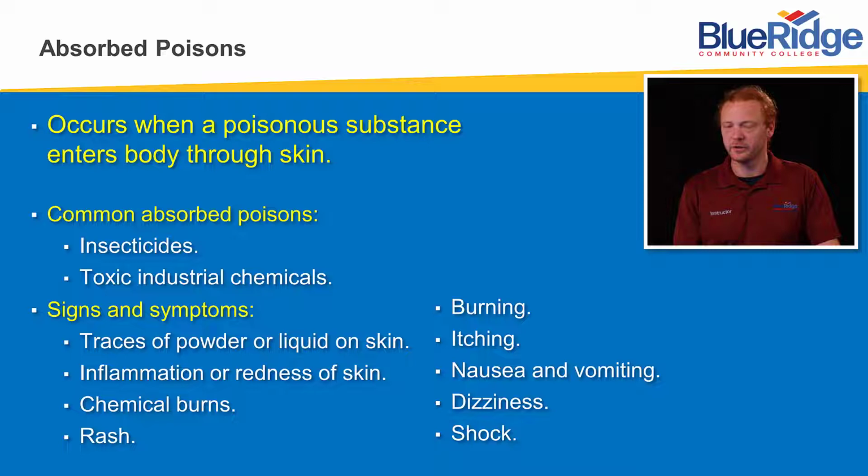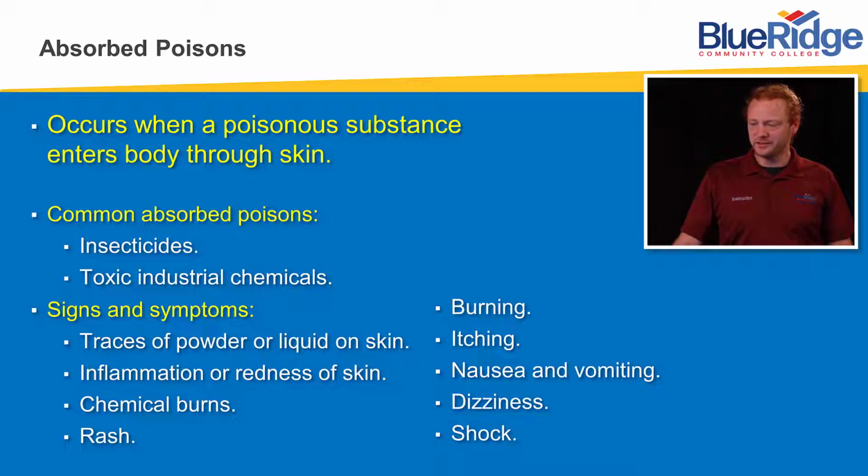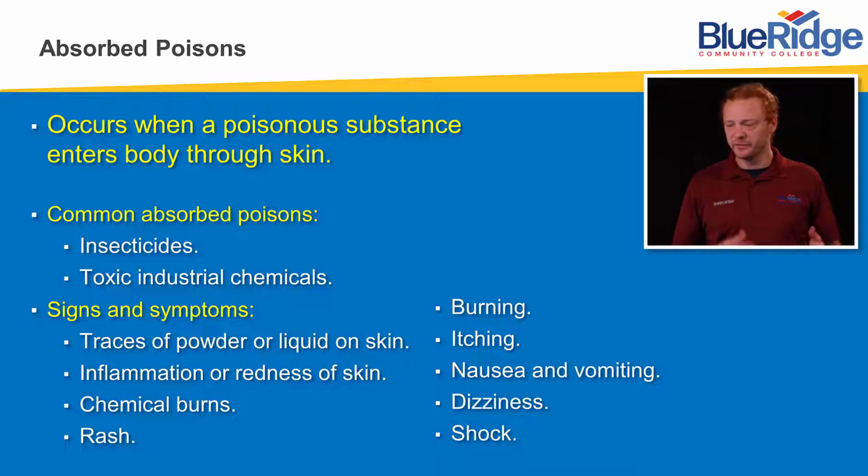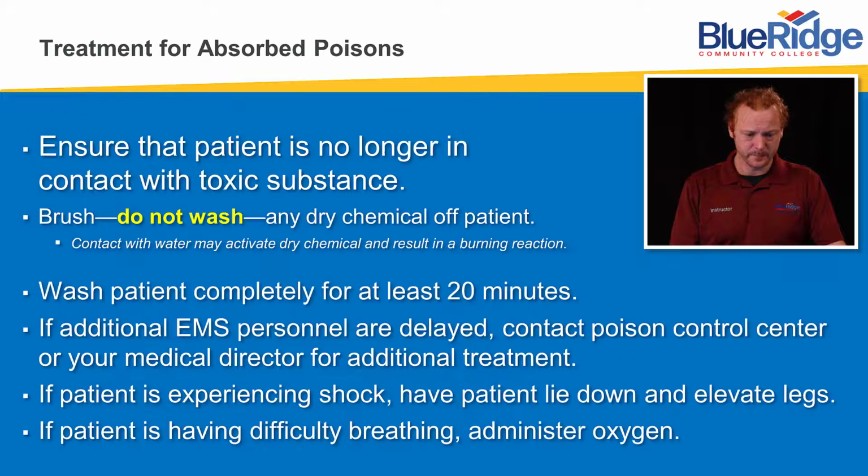Absorbed poisons occur when a poisonous substance enters the body through the skin, transdermally. Insecticides and toxic industrial chemicals are the most common. Signs and symptoms: traces of a powder or a liquid on the skin, inflammation or redness of the skin, chemical burns, rash, burning sensation, itching, nausea and vomiting, dizziness, and shock.